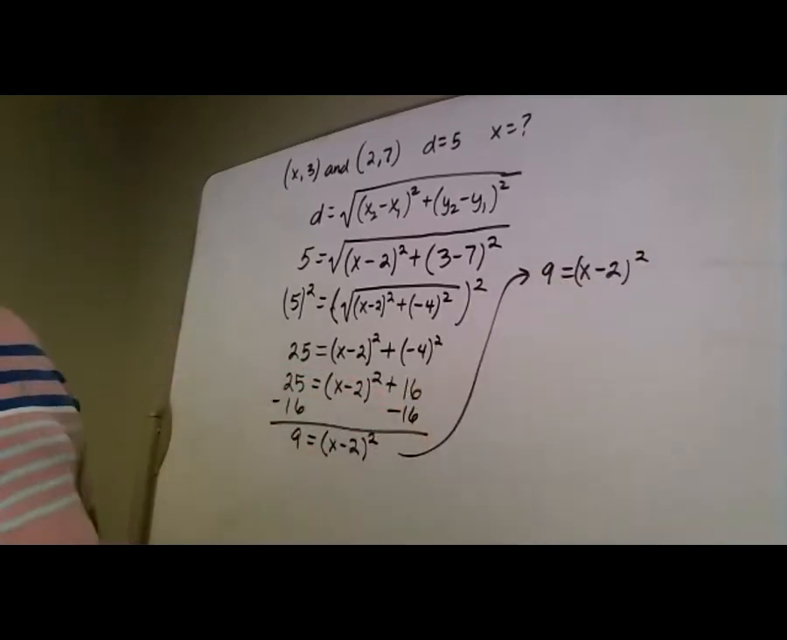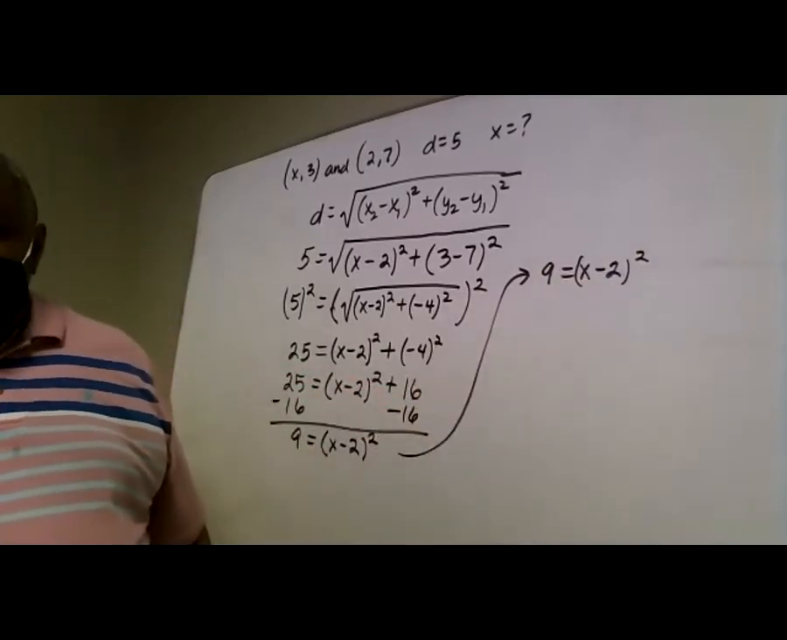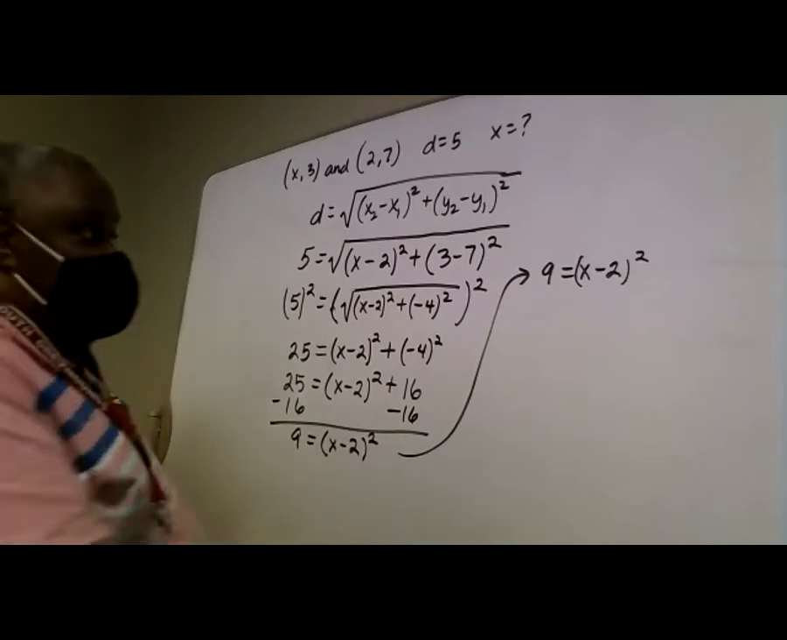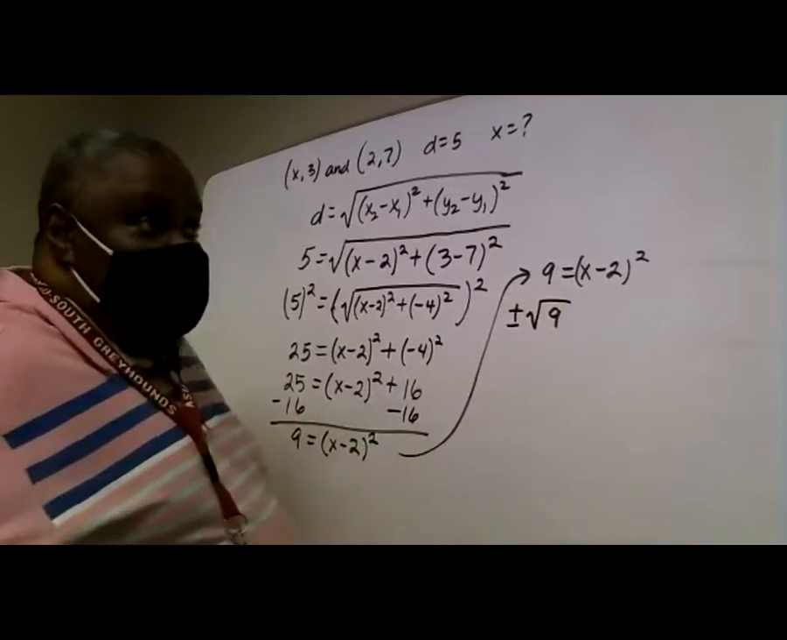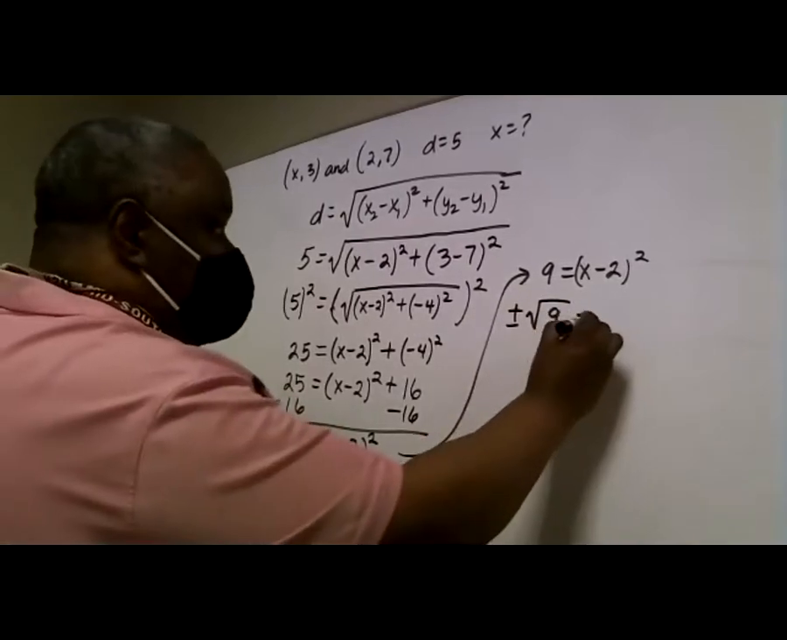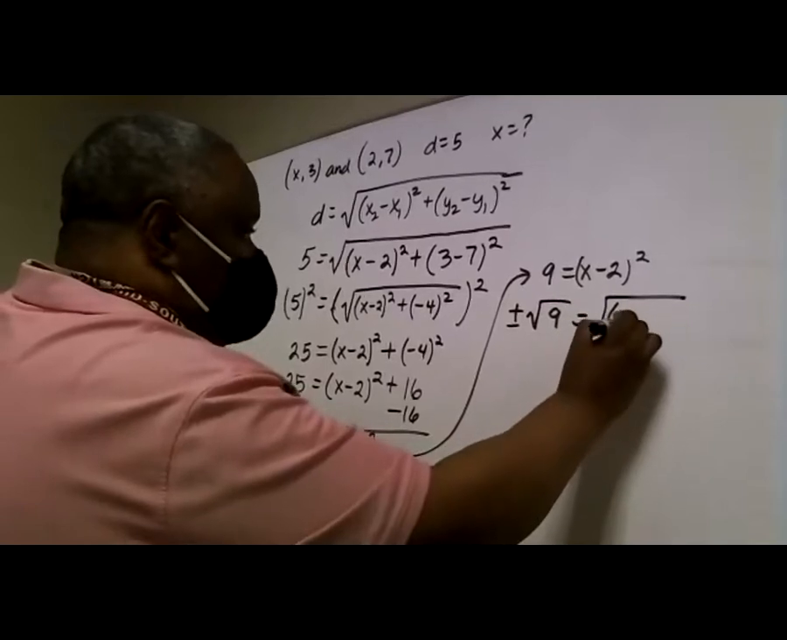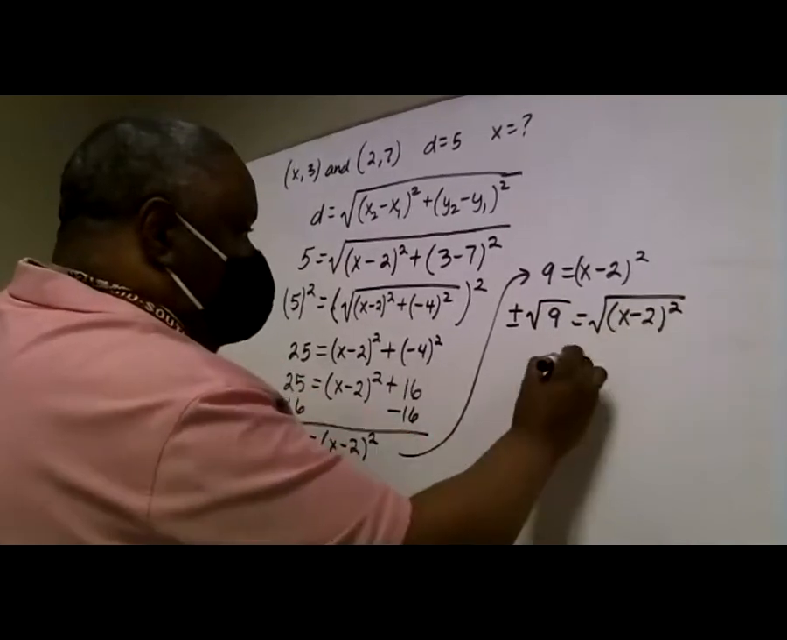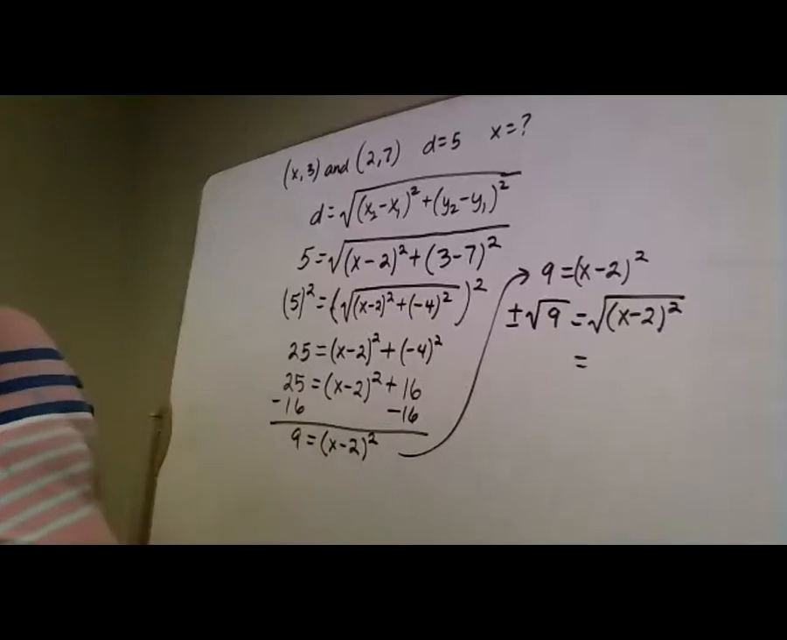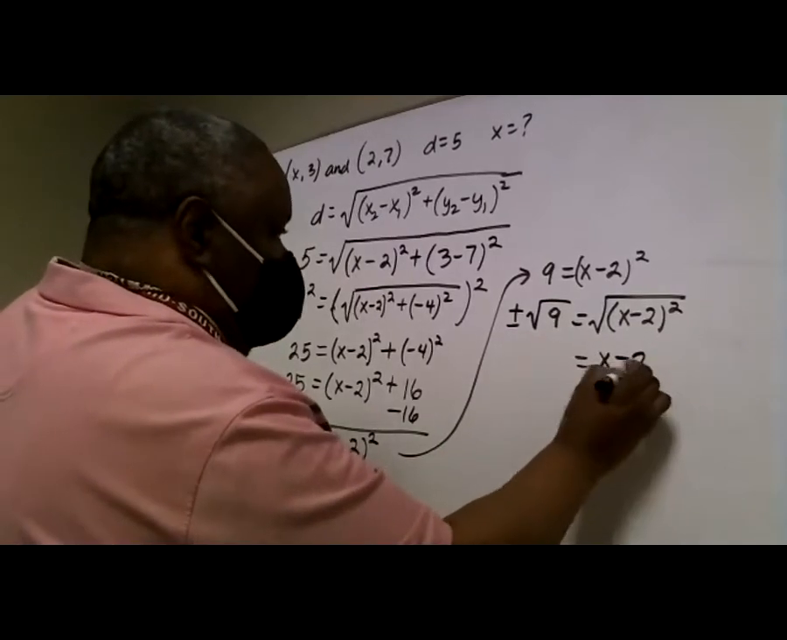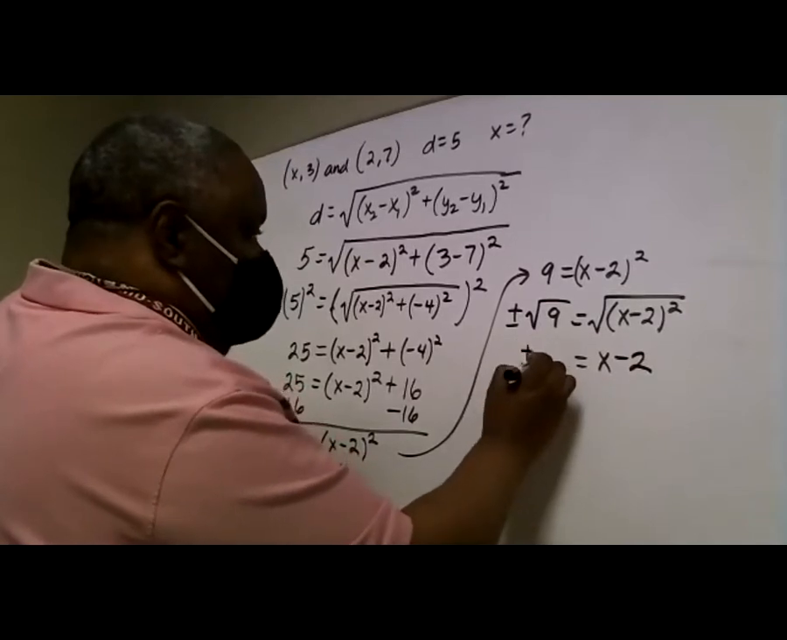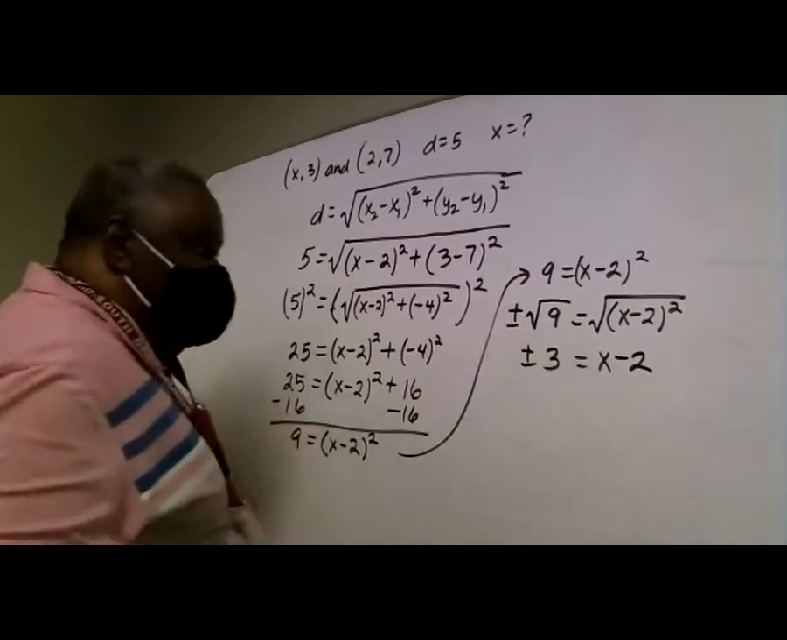Now, we need to get rid of the square. The opposite of squaring something would be to take the square root. Now, notice I'm putting the plus or minus symbol because anytime you take the square root on both sides, you have to include that plus or minus symbol. So here, the square root of x minus 2 quantity squared would be x minus 2. And then we got plus or minus the square root of 9. That's 3.